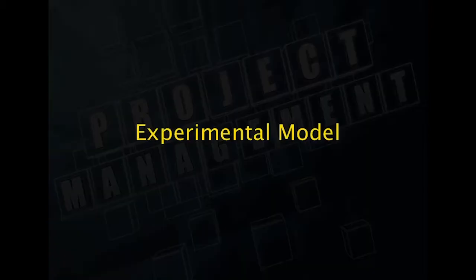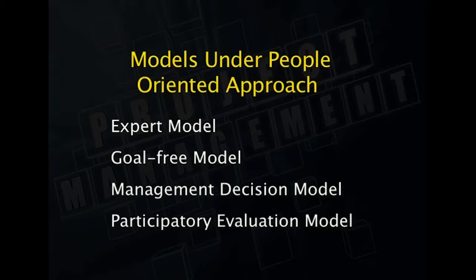Next is experimental model. The purpose of this approach is to determine whether changes in program outcomes are due to the contributions of the program and not just to life's experiences or from other influences. Because of the nature of human subjects, the ethics of withholding educational services and the difficulty of controlling for external influences, it is extremely difficult and costly to operationalize this model. It is recommended that this model be used only when major changes are expected or when a major failure is anticipated in pilot efforts. Next, let us see the models under people-oriented approach.